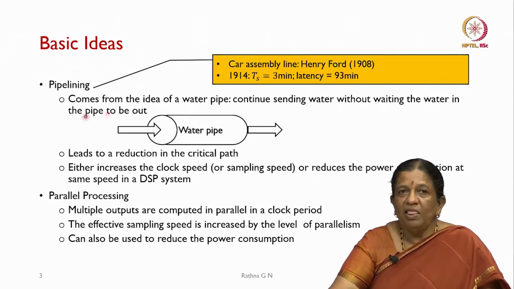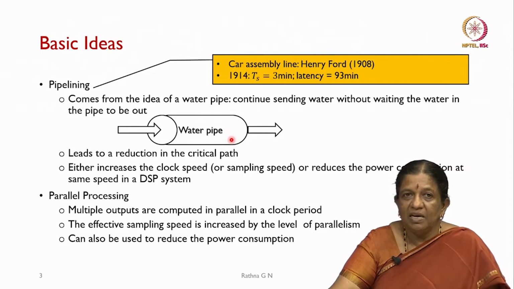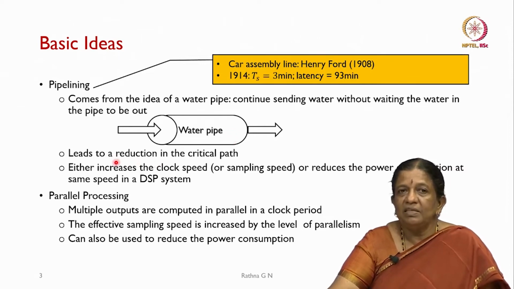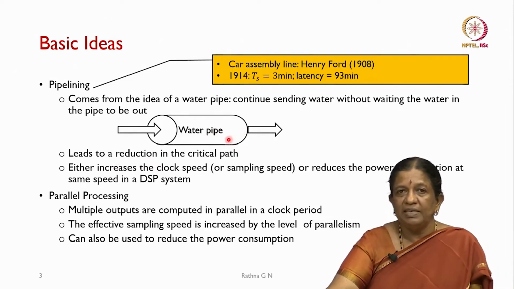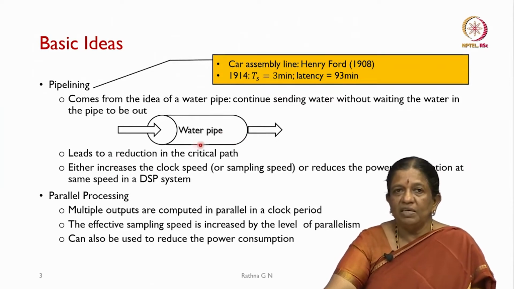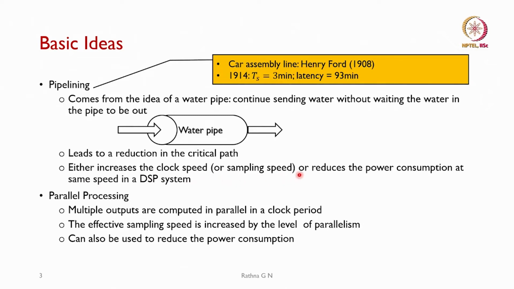We also took the water pipe example in the last class. If the water pipe is short, our latency is going to be less, but if it is long, it is going to have a maximum latency, which we call the critical path. So pipelining further increases the clock speed or sampling speed, or reduces the power consumption for the same speed in a DSP system.